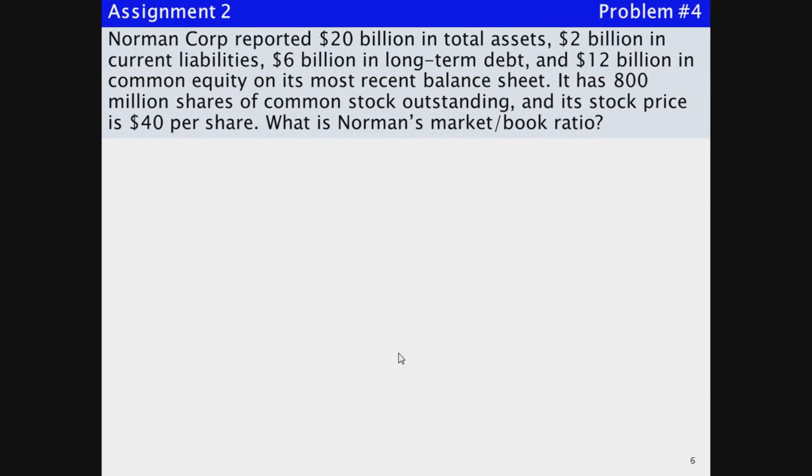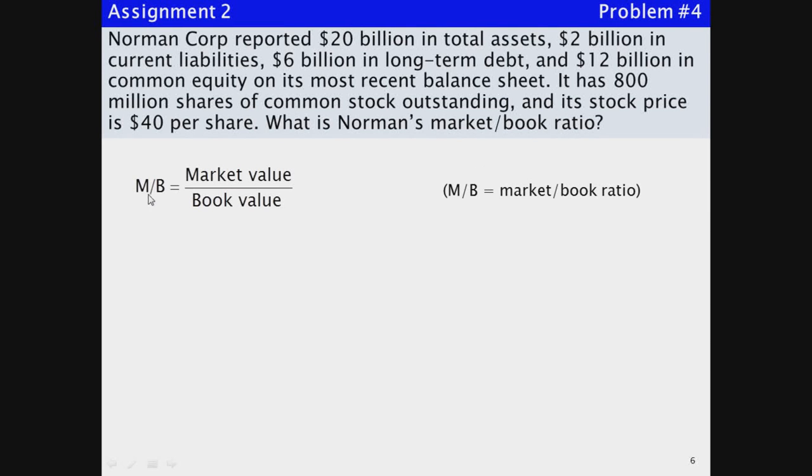Number 4. Norman Corp reported $20 billion in total assets, $2 billion in current liabilities, $6 billion in long-term debt, and $12 billion in common equity on its most recent balance sheet. It has 800 million shares of common stock outstanding, and its stock price is $40 a share. What is Norman's market-to-book ratio?